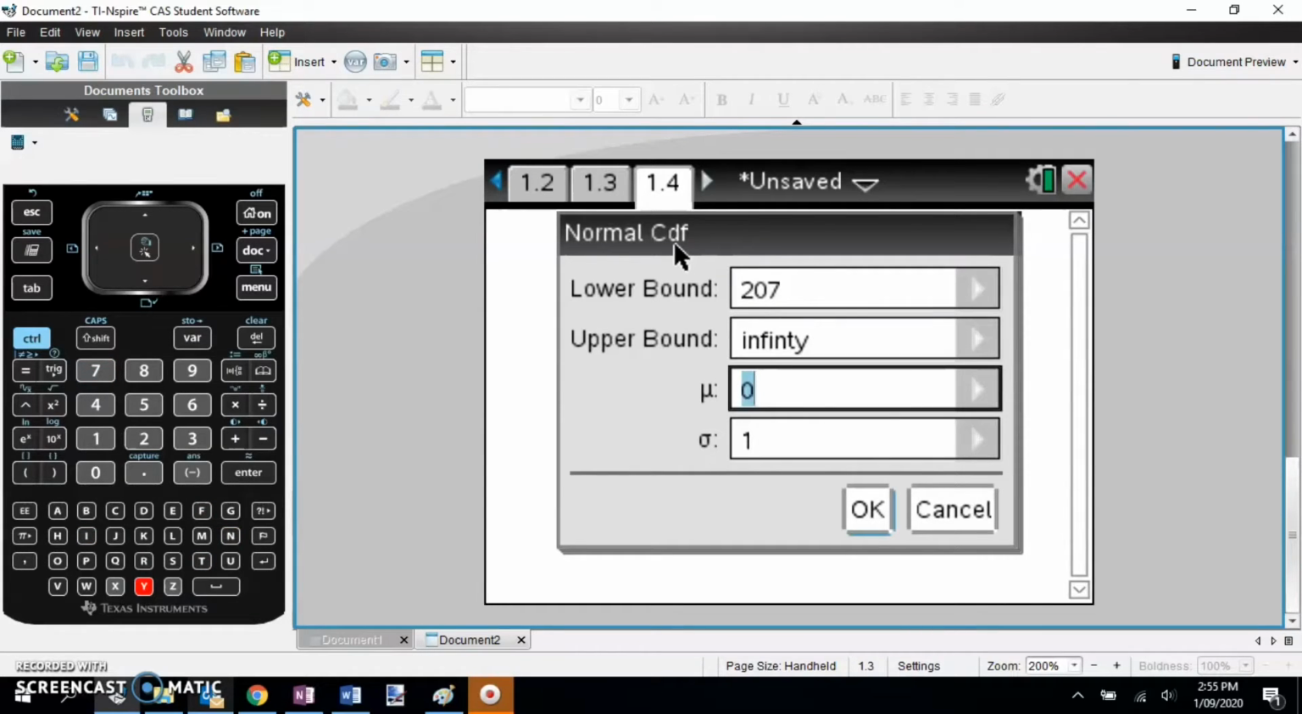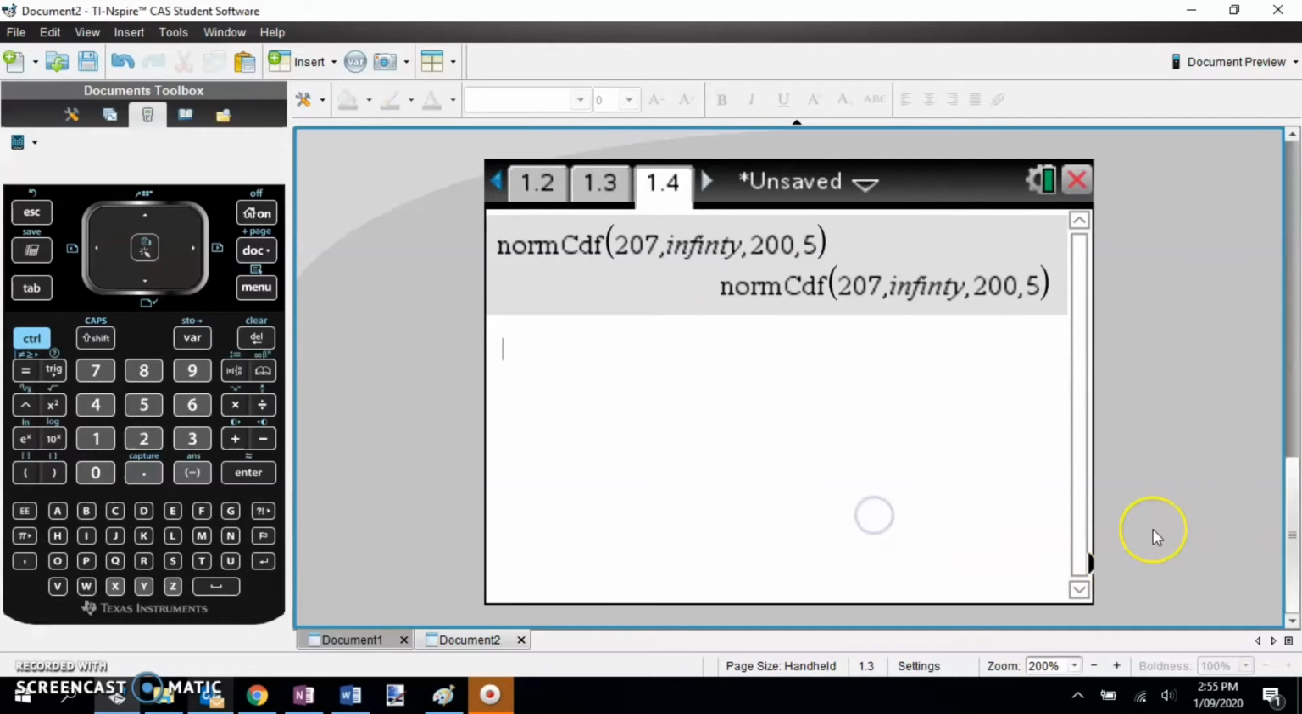Now it's asking for the mean of the distribution. We were told that was 200, and the standard deviation we were told was 5. It did not work. It's because I didn't spell it right. Okay, there we go. So we've just worked out that the probability of a result greater than 207 is 0.0808.